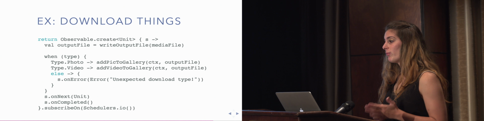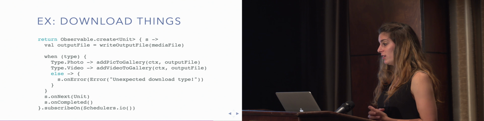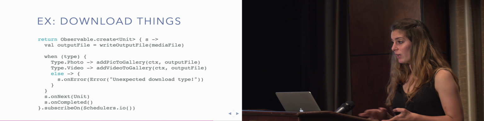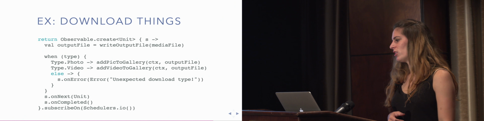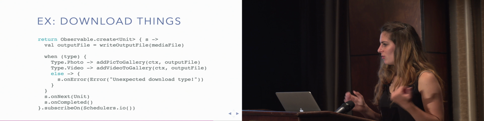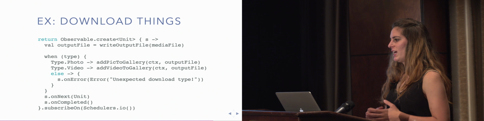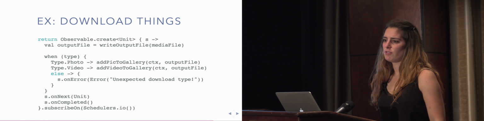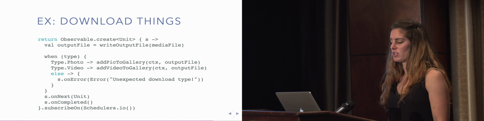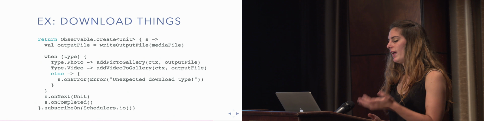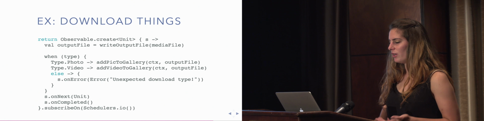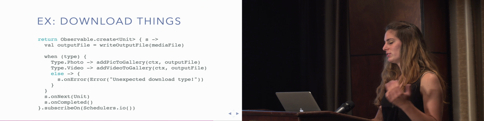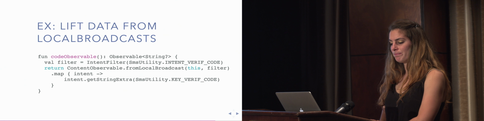So you'll notice there that we have the on error if it errors, if we don't know what type of file, we don't know what to do with it. And if not, we just fire on next with no argument. Unit is the null type here, so it's just saying fire on next, but I'm not going to give you any argument to your on next function. It's just going to exist. And then we say, all right, we're complete here, wrap it up. You can see also there's a subscribe on I/O, so you can put a subscribe on.